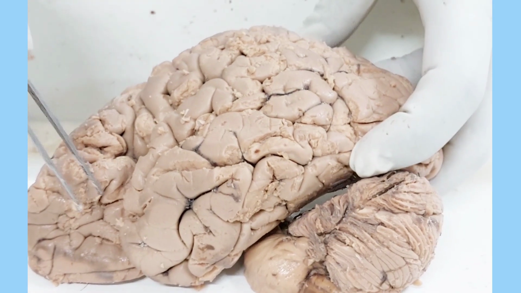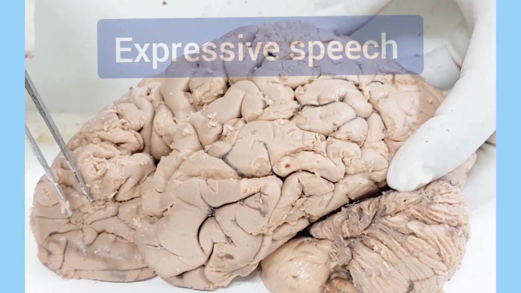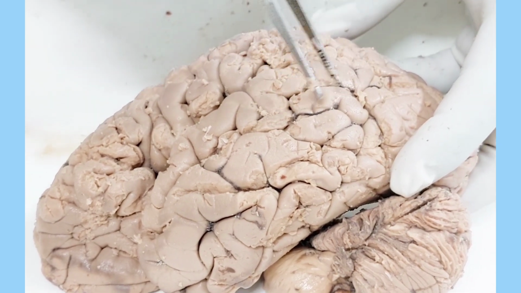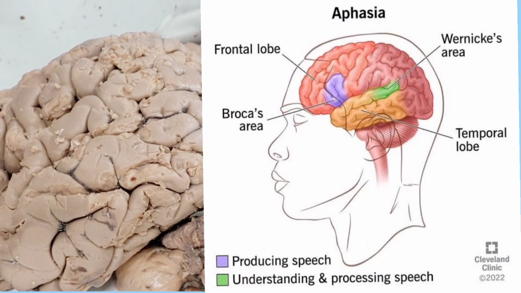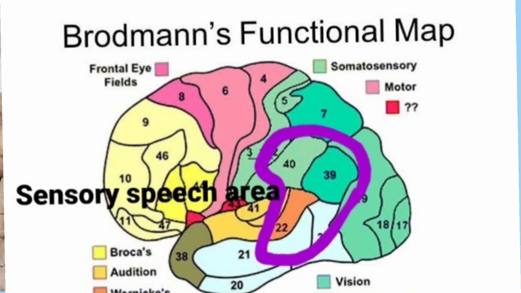This sensory speech area is important for the interpretation of speech and language. But the motor speech area, area 44-45, is for expressive speech. And here is the speech area for interpretation of written words and language. So this is the sensory speech area: 39, 40 and 22.